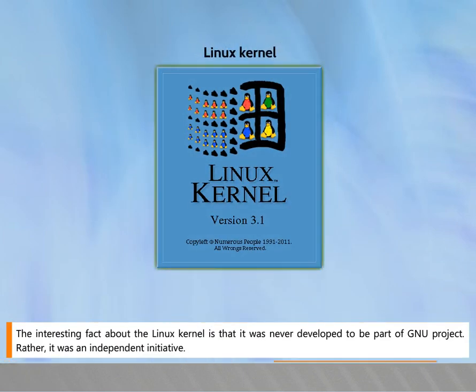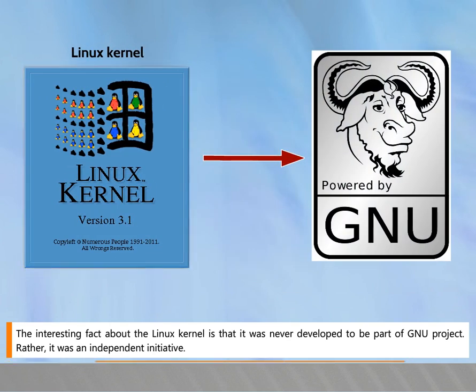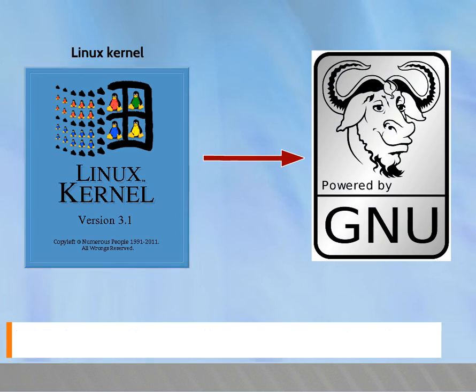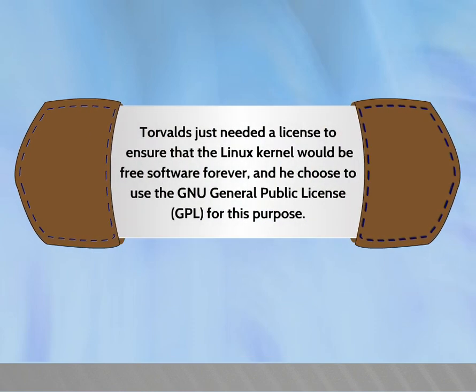The interesting fact about the Linux kernel is that it was never developed to be part of the GNU project. Rather, it was an independent initiative. Torvalds just needed a license to ensure that the Linux kernel would be free software forever, and he chose to use the GNU General Public License, that is GPL, for this purpose.